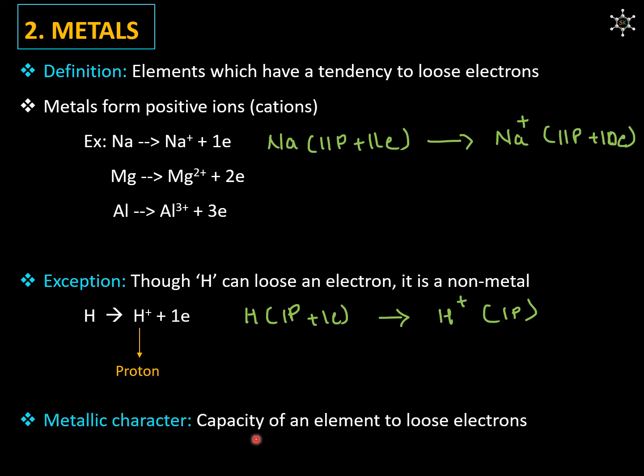The capacity of a metal to lose an electron is called its metallic character. If an element can lose electrons more easily, then it is said to have more metallic character. If it is difficult to lose the electron, then it is said to have lesser metallic character.